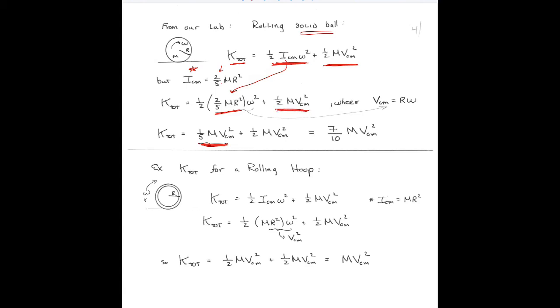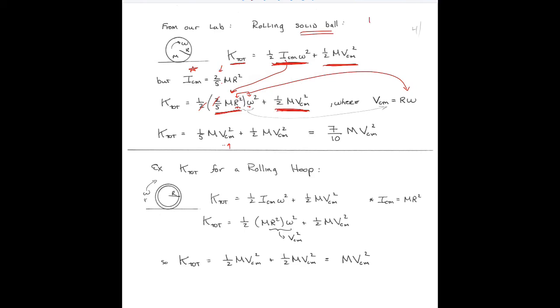And this is how we compare these two in this chapter. R omega is V center of mass. So here I have R omega, I put in V center of mass squared. R omega is V center of mass squared, and that's where the 2's go away. I have a 1/5. And now I add these together.